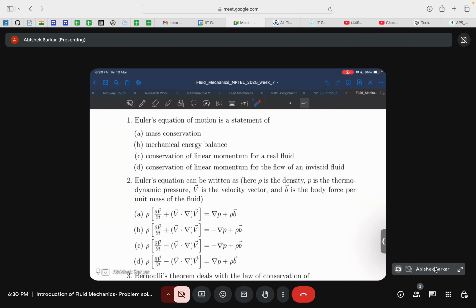If anyone is watching this video for reference, you can kindly pause the video right now and try to think out what the solution will be, and then once you get the solution, play the video again just to check whether the solution is the same or not. This solution is very simple, like we just discussed. The Euler's equation of motion is the equation of motion for inviscid flows. It's the equation of conservation of linear momentum for inviscid flows. So option D is the correct answer.